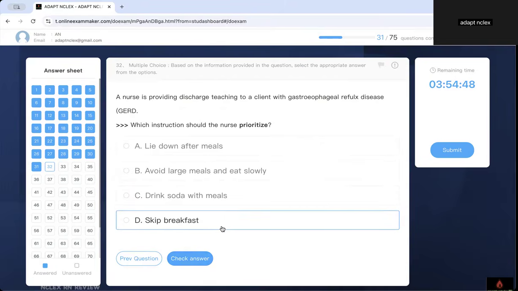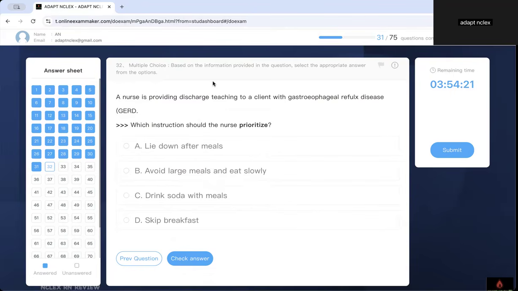And then provide teaching to a client with reflux, health promotion, which instruction should the nurse prioritize. Once again, prevent reflux. How do you prevent reflux? Prevent any irritant, anything that causes reflux. Lay down after meal. Would you prioritize that? Avoid large meal and eat slowly. Drink soda with meal and skip breakfast. What do you think?